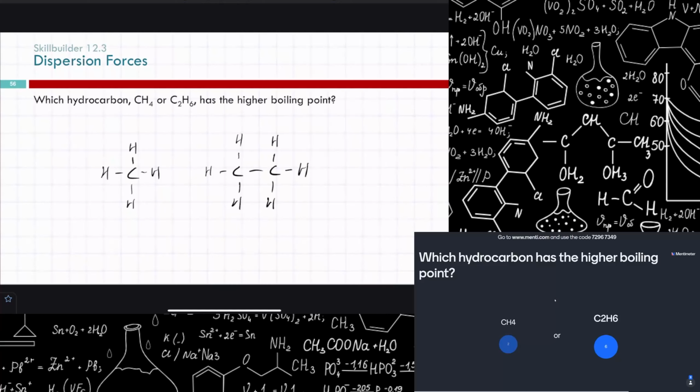But yes, it is the larger hydrocarbon. A molecule like this is going to have, and even just drawing a circle around it like this is accurate enough, a larger electron cloud. So those electrons will be able to shift more in response to instantaneous dipoles. Generally speaking, for similar molecules, the larger or heavier it is, the higher the boiling point is going to be, because the intermolecular forces are going to be stronger.